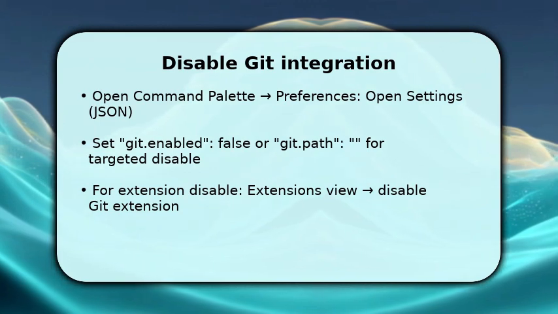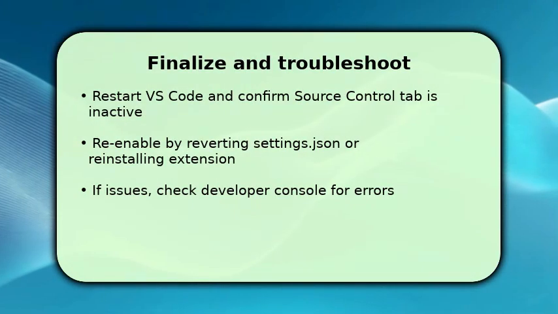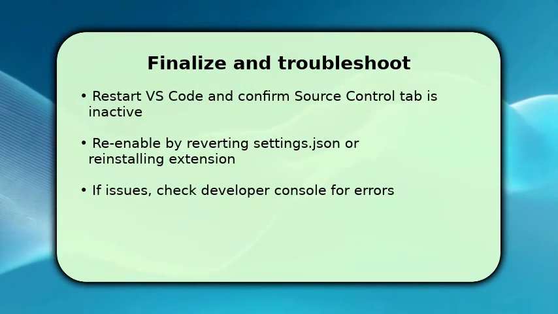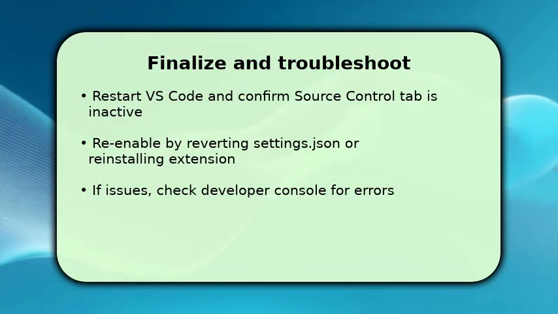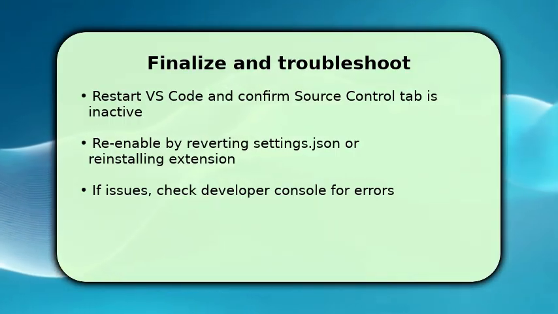You finish by restarting VS Code and verifying that the source control tab no longer shows repositories. This confirms the disable worked. If you need Git back, revert the settings.json change or reinstall and enable the extension. Make sure to clear workspace caches if stale indicators persist.